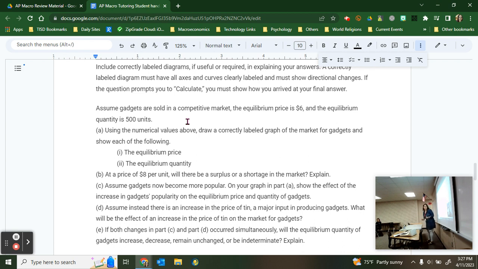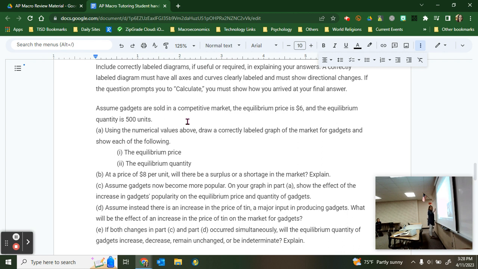It says, okay, now assume gadgets have become more popular. On your graph in part A, show the effect of an increase of gadgets' popularity on the equilibrium price and quantity of gadgets. So I'm going to kind of erase my little thing here. If they become popular, what shifts, supply or demand? Demand. People want to buy things. If they're popular, demand's going to shift to the right. You have a new demand curve, demand 2. You have a new equilibrium point.